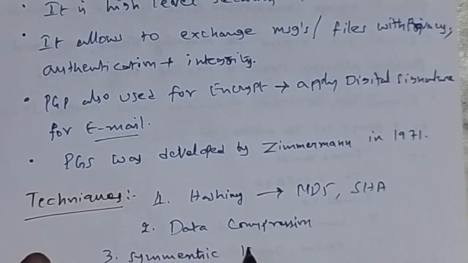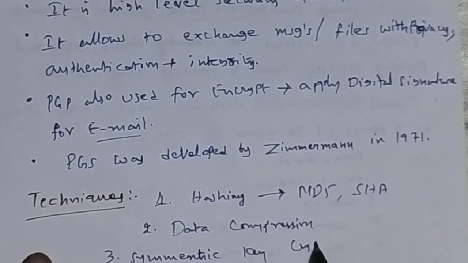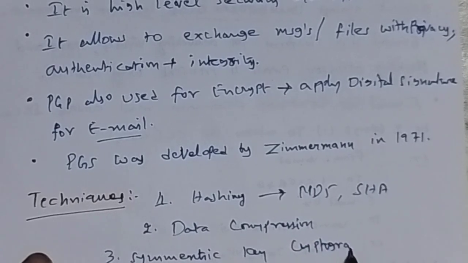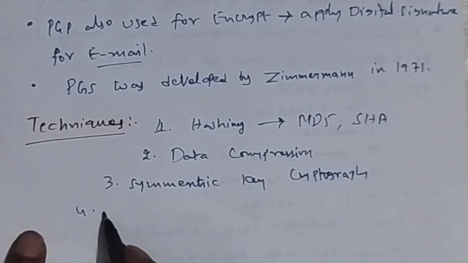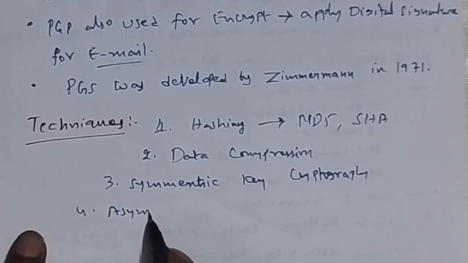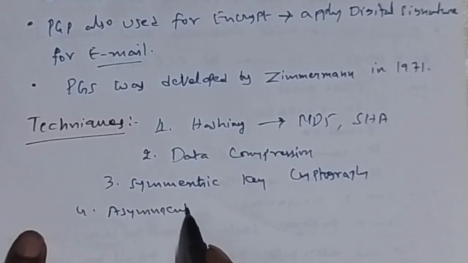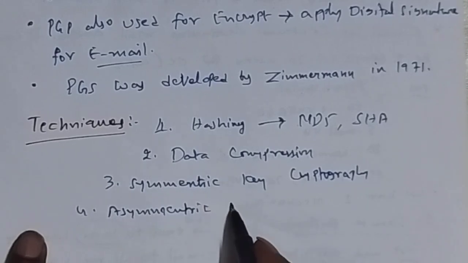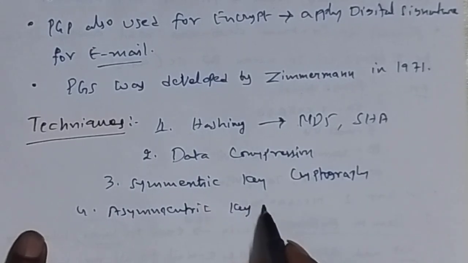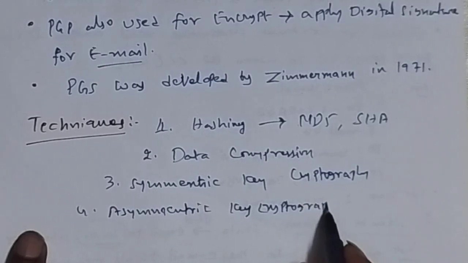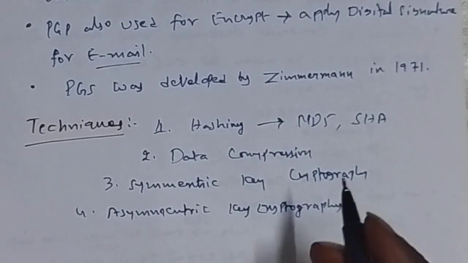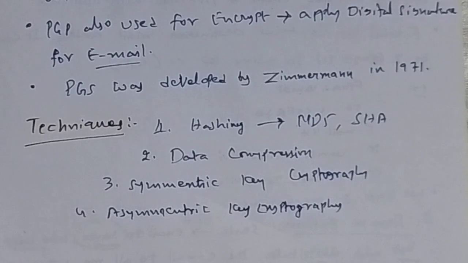What is the meaning of symmetric key cryptography? A single key is used for encryption and decryption. That is the third technique. And the fourth technique is asymmetric key cryptography. These are the four techniques.